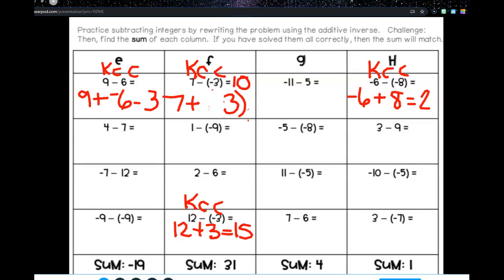So, Lucas, what can I help you with right now? -5. 11. Let's see, where is that one? 11 minus 5? Or negative 11 minus 5? Oh, wait. 11 minus negative 5 is what you said, right? Okay.